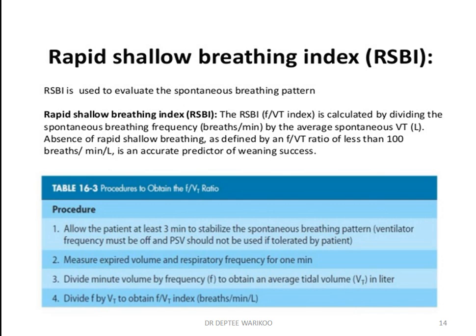There could be rapid shallow breathing. It is mainly used to evaluate the spontaneous breathing pattern. The rapid shallow breathing index is calculated by dividing the spontaneous breathing frequency by the average spontaneous tidal volume. Absence of rapid shallow breathing is defined by an F over VT ratio of less than 100 breaths per minute per liter. It's an accurate predictor of weaning success.